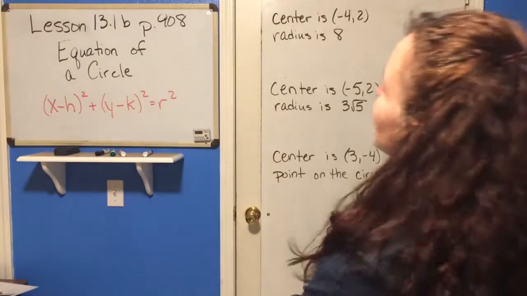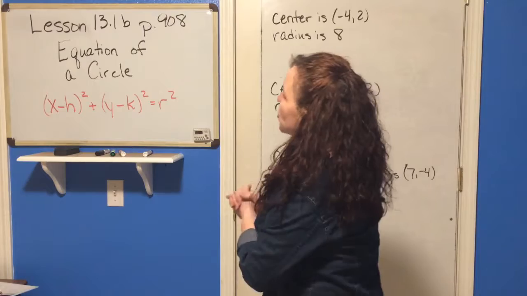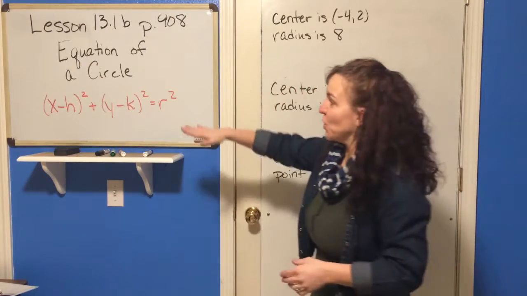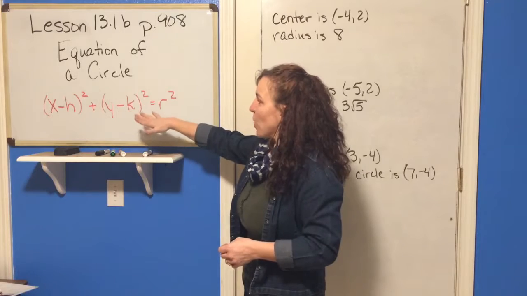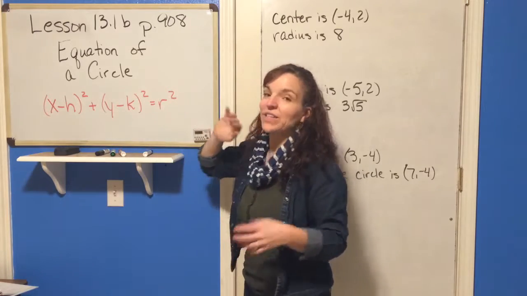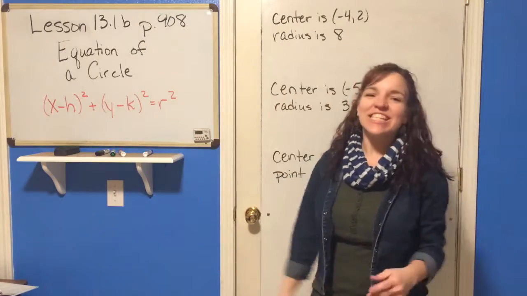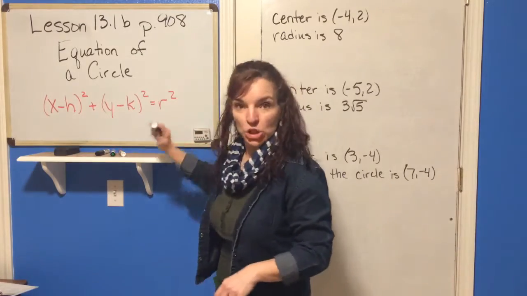Second half of section 13.1, the equation of a circle. All right, we've already talked about the equation of a circle. I've given it to you: (x − h)² + (y − k)² = r². So now this is going to be the easiest section of, well, of a long time.